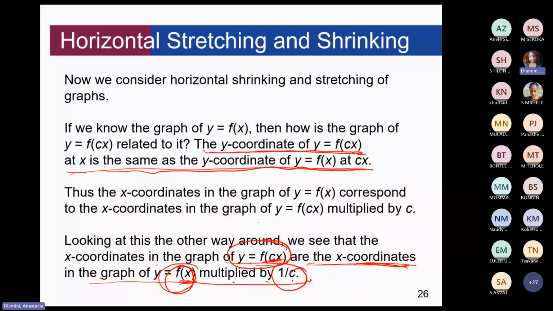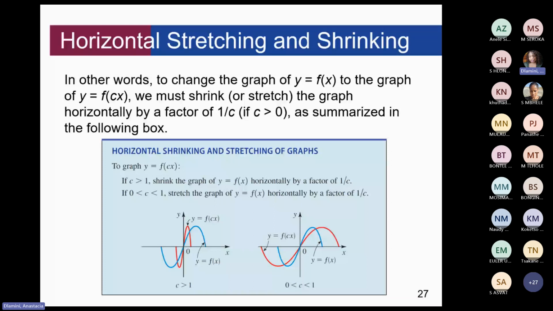Thank you. In other words, to change the graph of y equals f of x to the graph of y equals f of cx, we must shrink it. We shrink the graph horizontally by a factor of 1 over c if c is greater than 0, as summarized in the following block. So, to graph y equals f of cx, if c is greater than 1, shrink the graph.